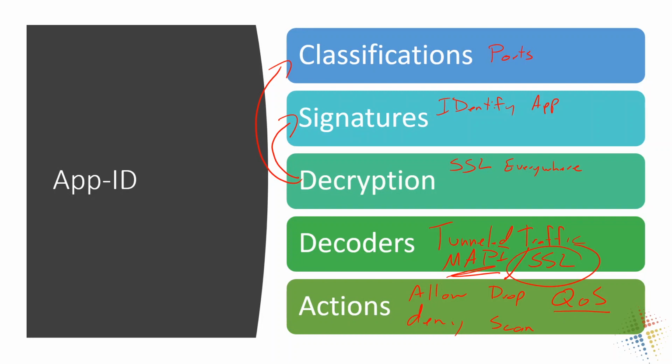So there you go. That is a brief introduction into using App-ID in the Palo Alto environment. In the next video, we're actually going to walk through an example of setting up App-ID and seeing how allowing some applications on some sites work while denying other applications on those same sites.